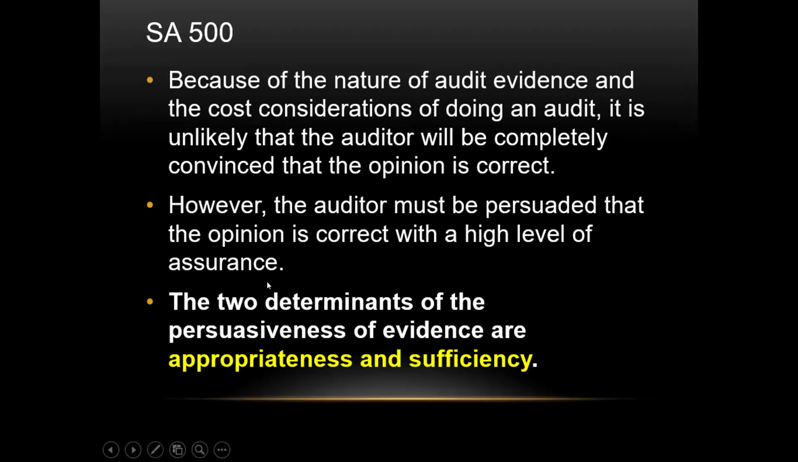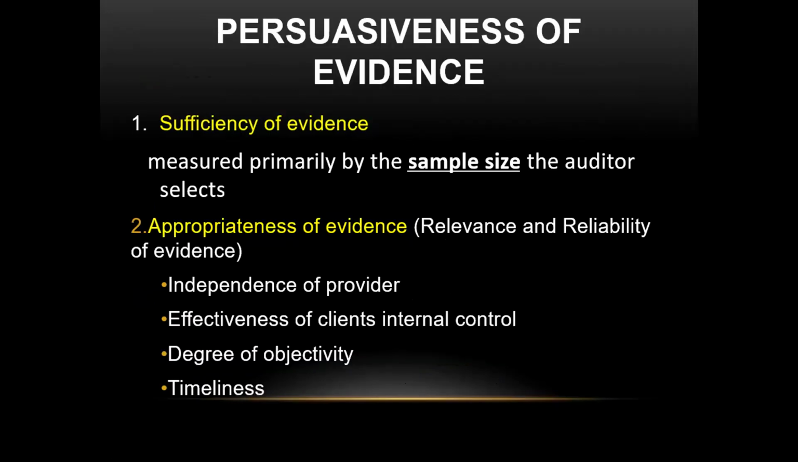So, if they give an opinion, they will not be completely convinced, but they will believe that the opinion is correct with a high level of assurance. There are two determinants of the persuasiveness of evidence, which are appropriateness and sufficiency. Okay, so we will discuss these two items in the next video, in the next screen.